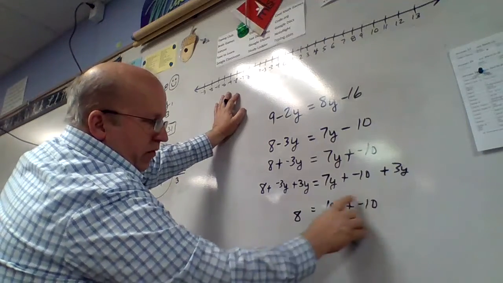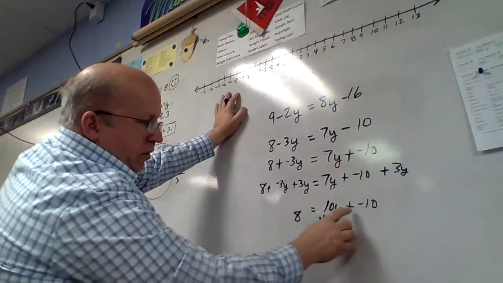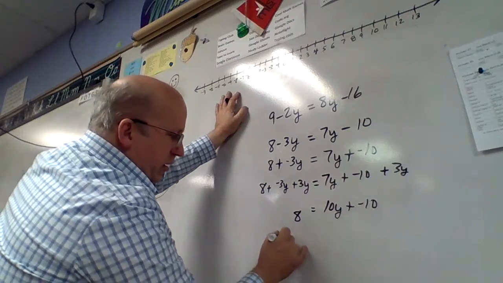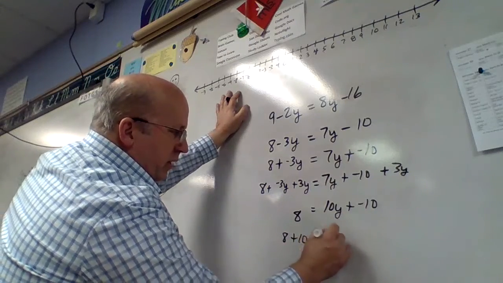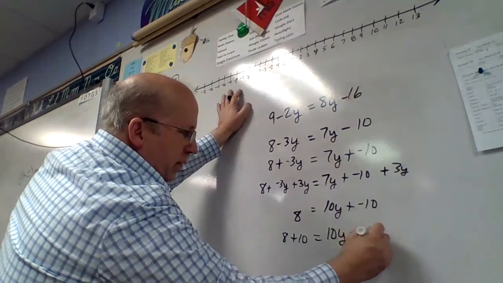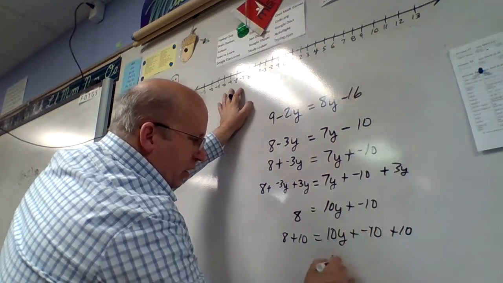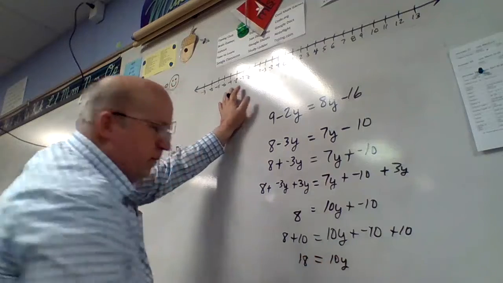So let's get rid of this adding of negative 10. What's the opposite of adding a negative 10? How about adding a positive 10? Isn't that the opposite of that? Yep. And when I do that, I get 10y equaling 18.